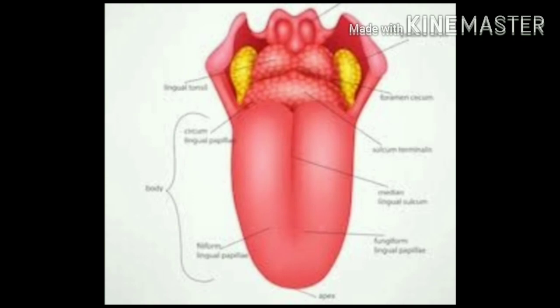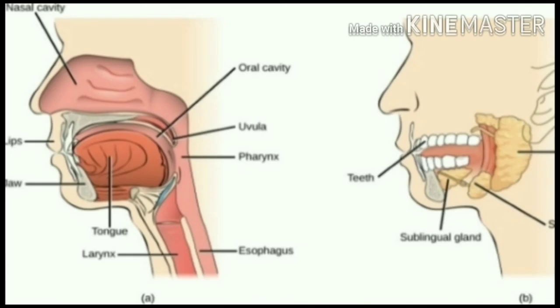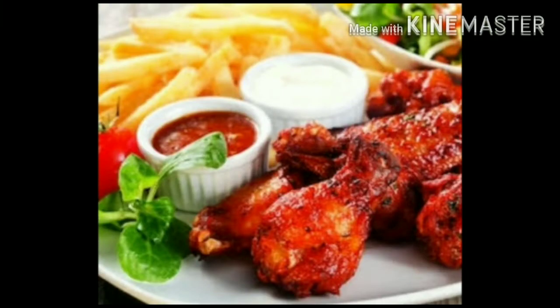Next is the tongue. The tongue is a fleshy muscular organ in the mouth. It is free at the front and can be moved in all directions. Let us know the various functions of the tongue. As you know, the tongue helps in mixing saliva with the food during chewing. It also helps in swallowing the food. And the tongue helps in getting the taste of food and is essential for speaking.